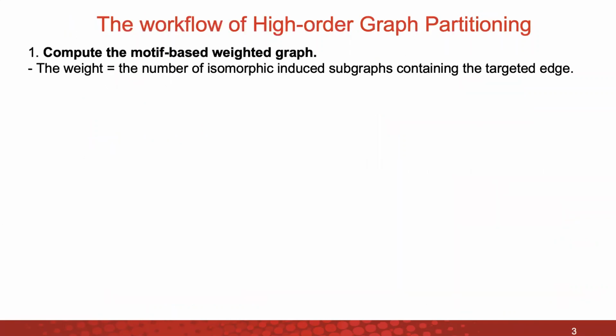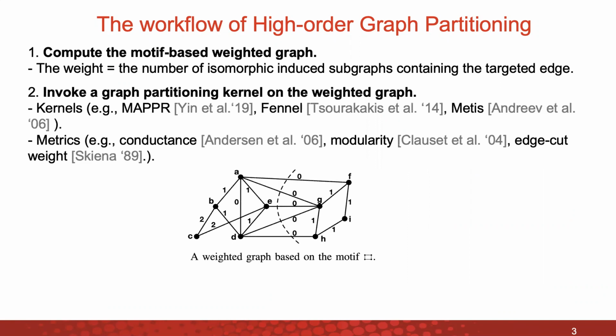Existing methods on this research topic follow a two-step workflow, where the first step is to compute motif-based edge weight, where the weight equals the number of isomorphic induced subgraphs containing this target edge. And the second step is calling a graph partitioning kernel on the computed weighted graph. Below is an example motif-based weighted graph based on the input motif square. And the ideal partitioning result will keep the induced square subgraph in the same cluster.